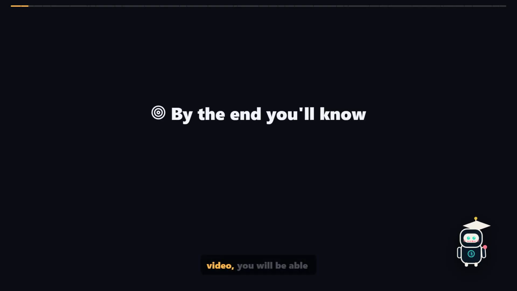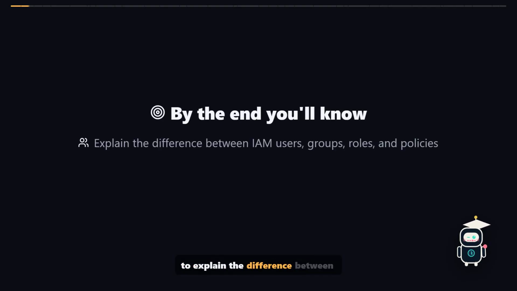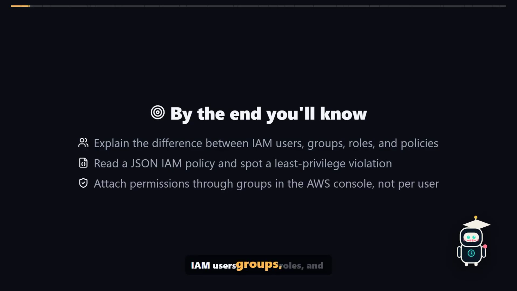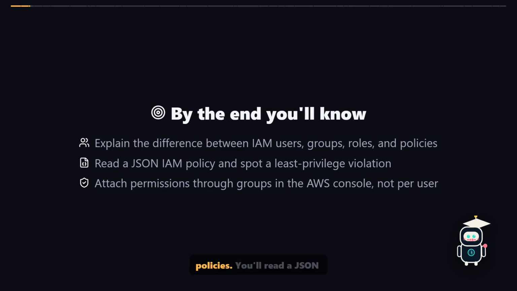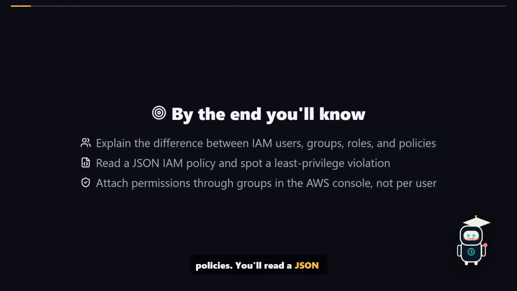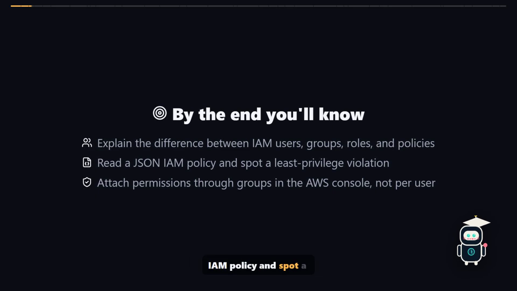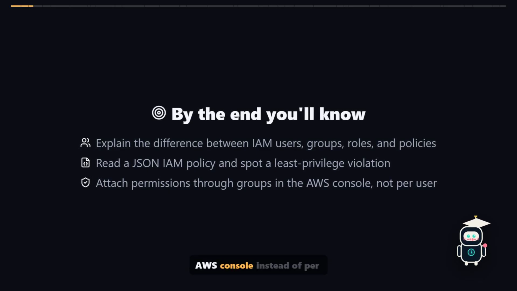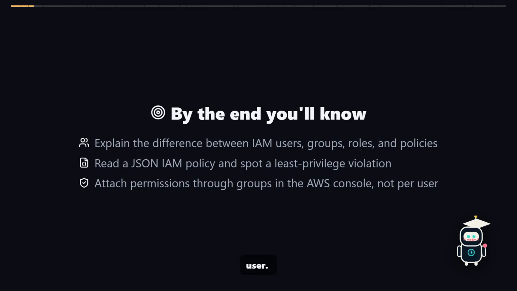By the end of this video, you will be able to explain the difference between IAM users, groups, roles, and policies. You'll read a JSON IAM policy and spot a least privilege violation. And you'll attach permissions through groups in the AWS console instead of per user.